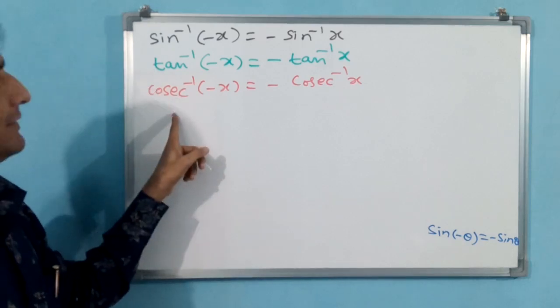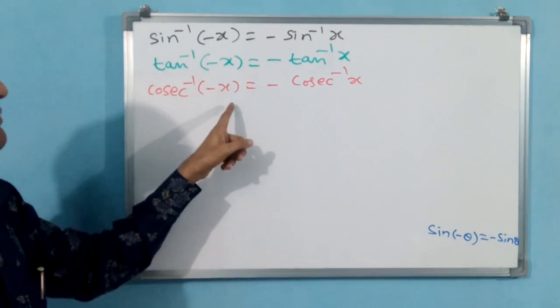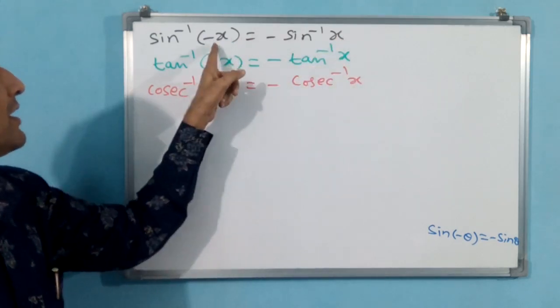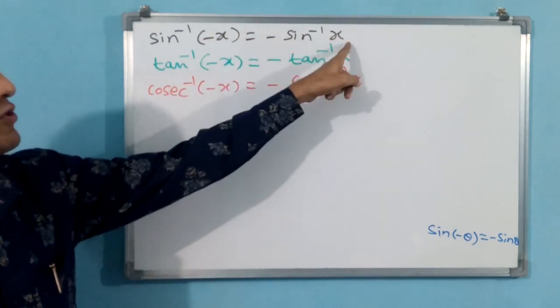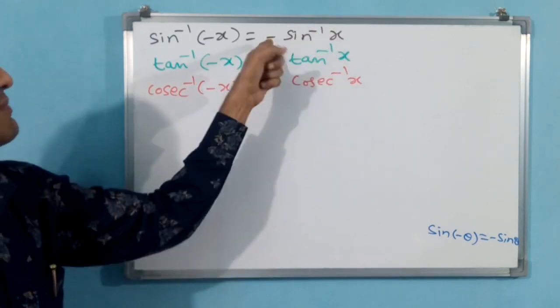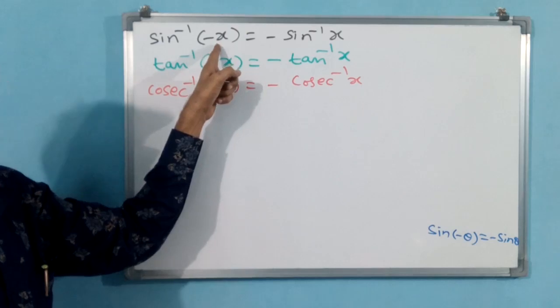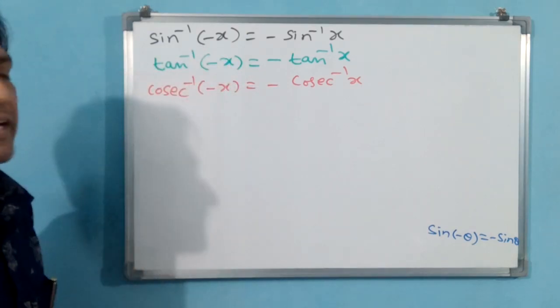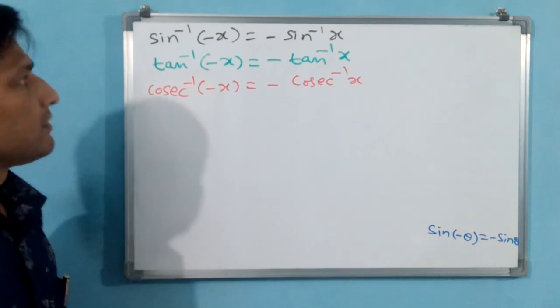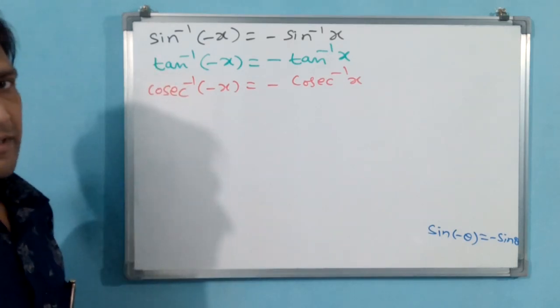For sin, tan, cosecant, if you give minus x, then minus sin inverse x will come. Here a negative is given, but the result is a positive angle with the negative operation. The entire operation has become negative by giving a negative input. You have to understand it like that. Now this is for sin, tan, cosecant.